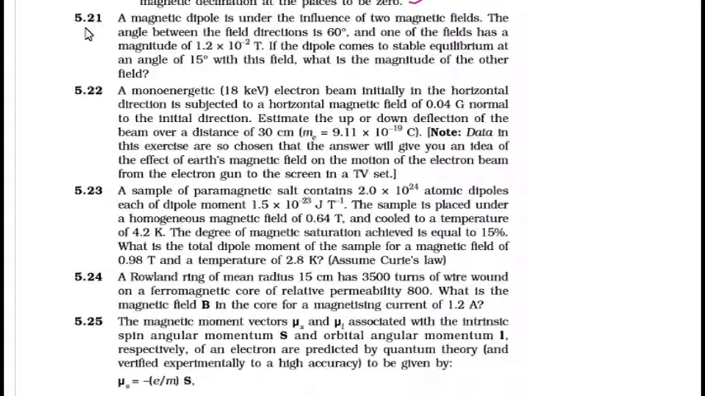Next problem is 5.21. A magnetic dipole is under the influence of two magnetic fields. The angle between the field direction is 60 degree and one of the field has a magnitude of 1.2 multiplied by 10 to the minus 2 Tesla. If the dipole comes to a stable equilibrium at an angle of 15 degree with the field, what is the magnitude of the other field? Let us see the solution.